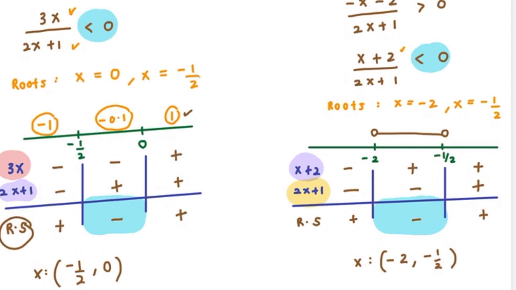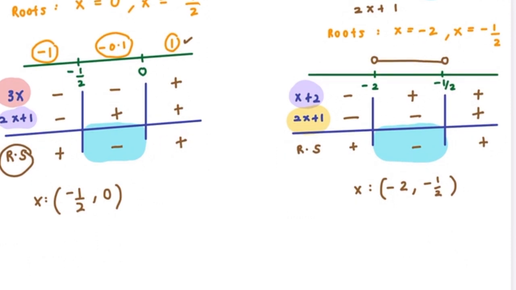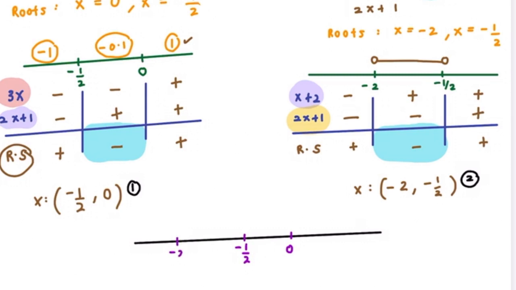Okay, then you have two intervals here. The first interval is for the first part, the second interval is for the second part. But you have to combine these two answers. How to combine? Using one number line. So draw one number line. Combine those two answers. Let's say this is the first answer and this is the second answer. Let's say this is -1/2, this is 0, this is -2.